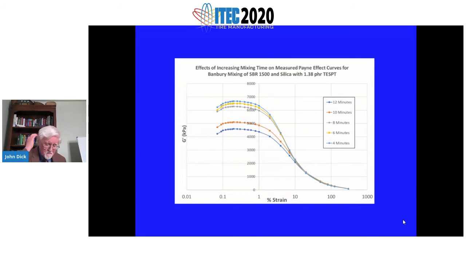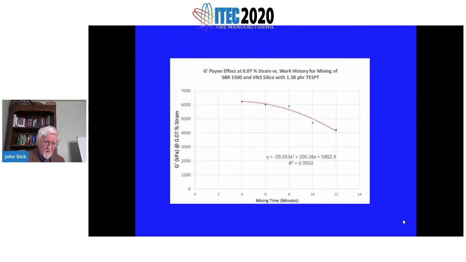Next slide, we see what success we had with the paint effect method with ASTM D8059, and we get the spreading out of the paint effect curves as we would expect with added work history. So on the next slide, when we look at what that does for our G prime measurement at very low strain, we get a very nice correlation here as well, R square equaling 0.95, which is very good.